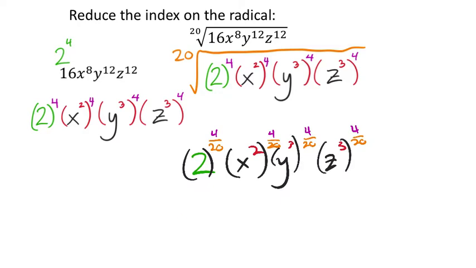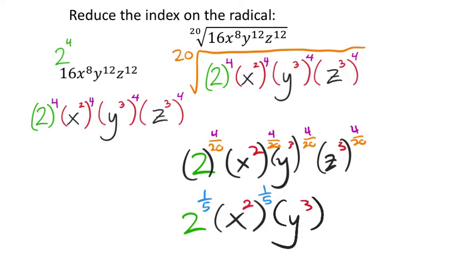Okay, so now I've got a 2 simplified. That's going to be the power of 1/5. That's 4 divided by 20 simplified. And then we got an x squared, so I'll put it in parentheses. But again, that simplifies to 1/5. And we expect all these fractions to be the same, the 1/5. And then you got a y to the power of 3. And that also, 4 divided by 20 would give us 1/5. And then finally a z to the power of 3, but to the power of 1/5.